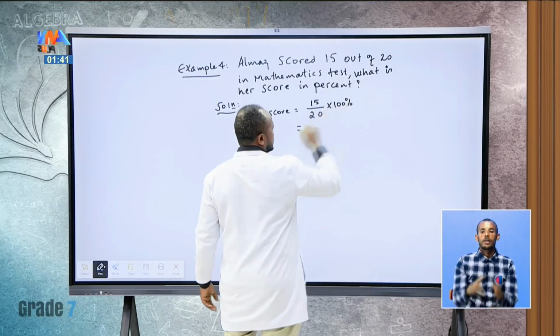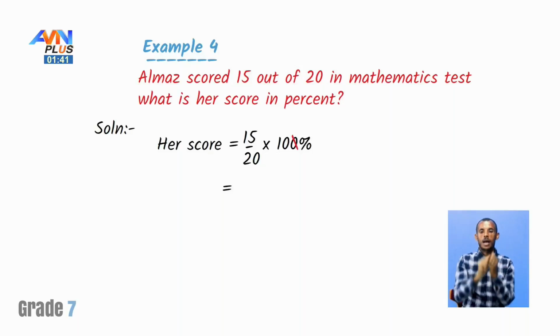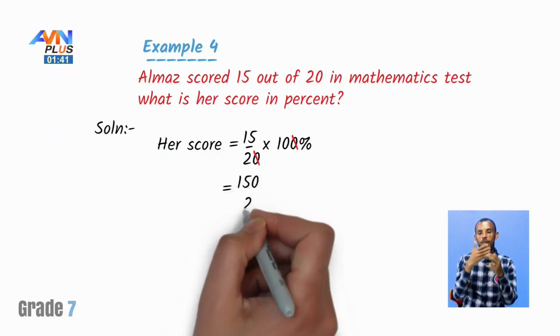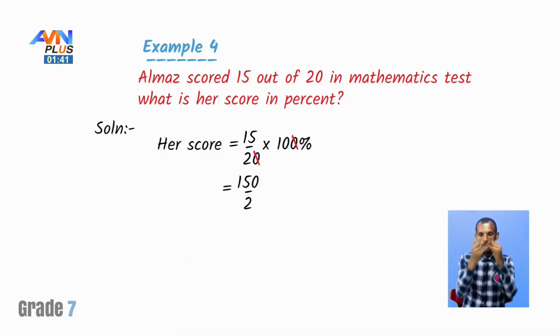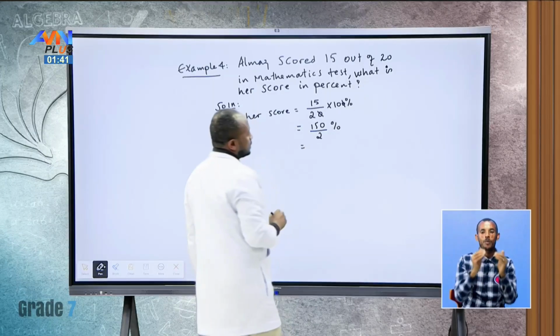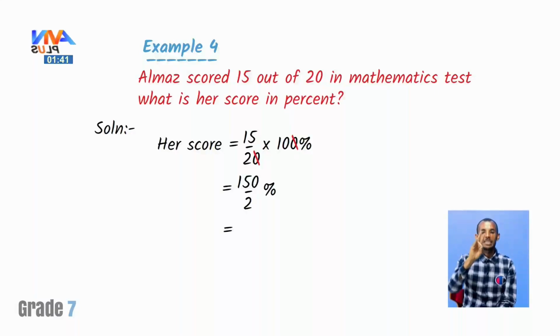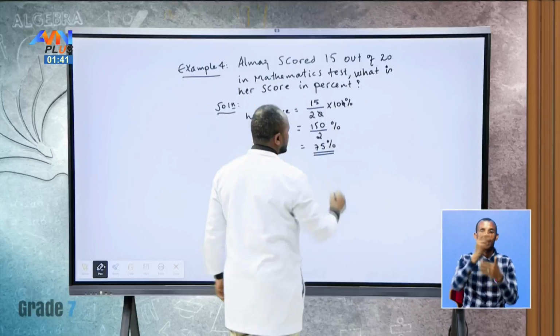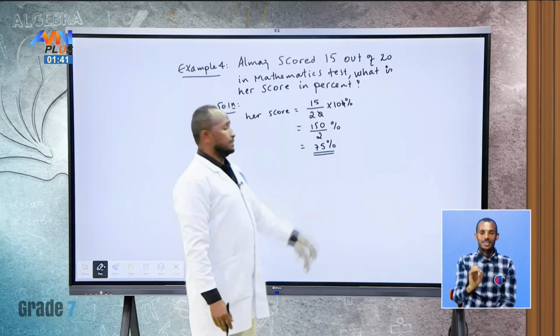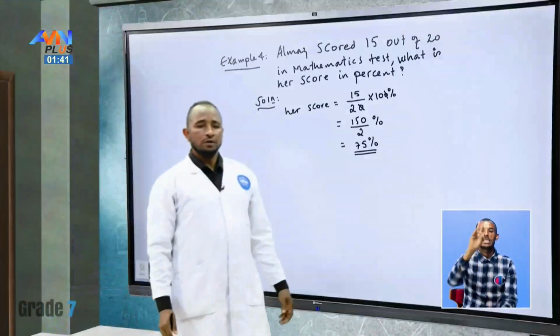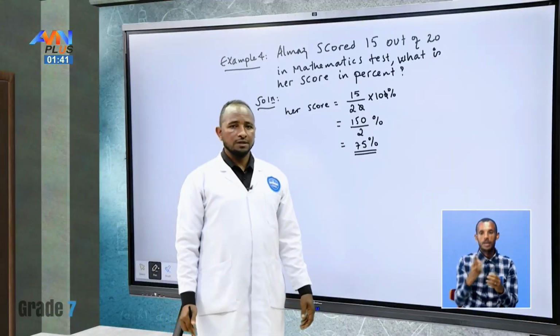Let's simplify this, I can cancel 0. So you have 15 times 10 here. 15 times 10 is 150 divided by 2. There is a percent here. So when you divide 150 by 2, you'll have 75. Therefore, her score in percent, or out of 100, will be 75. So now let's proceed to the next example.